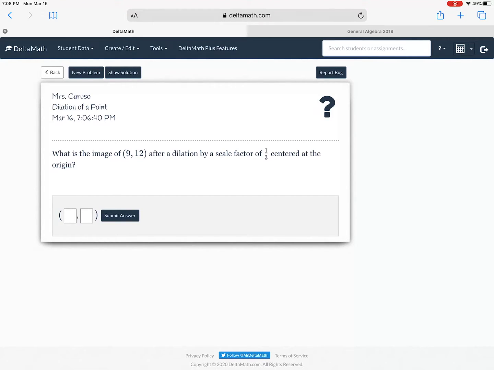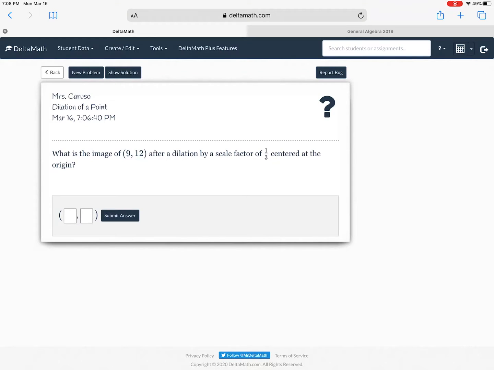A dilation will change the size of the shape, or in this case, the position of the point that is usually the vertex of a shape. And so what it does is it changes the position. It will either enlarge it if it's a whole number, or shrink it, make it smaller if it's a fraction. And so all we really need to do is either multiply or divide. So it's a scale factor of 1/3, which means we're going to divide, and we're going to divide by 3.